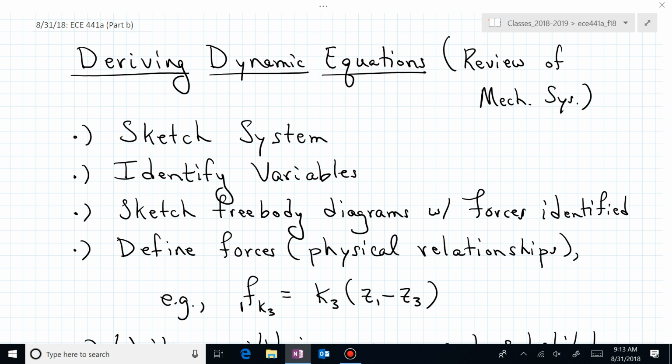Here's our process. First we sketch the system, and you know what system we're dealing with. It's that 3-mass system that we looked at last time. You need to identify the variables, and what was the maybe more interesting variable that we had to identify in the 3-mass, that z sub 4, that point between a dashpot and a spring.